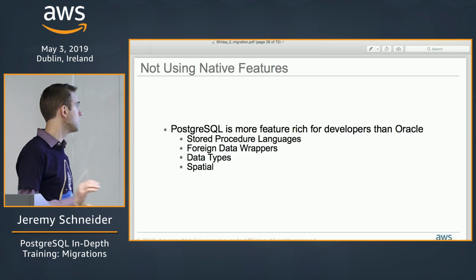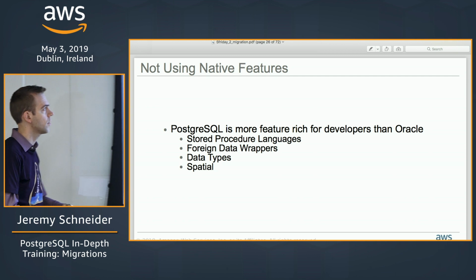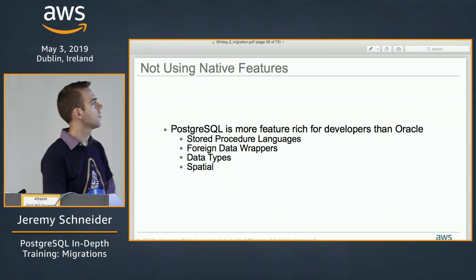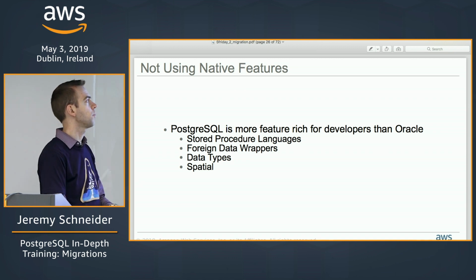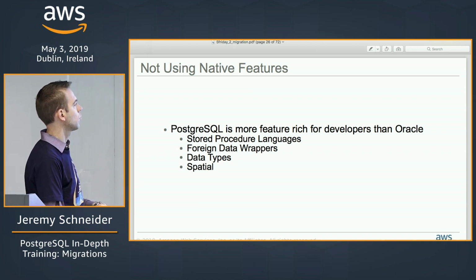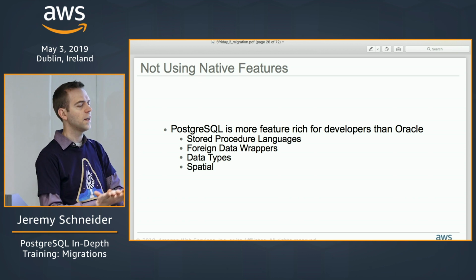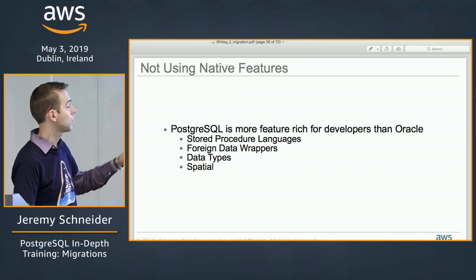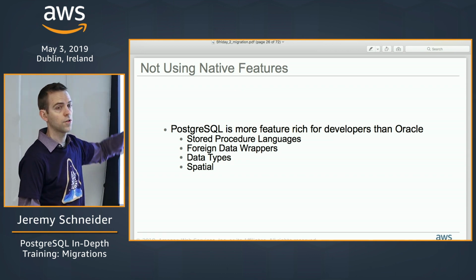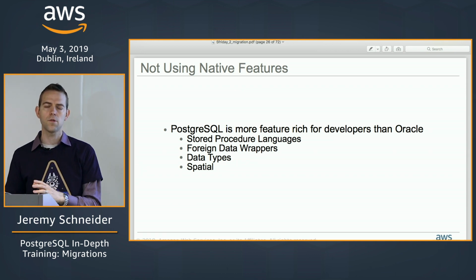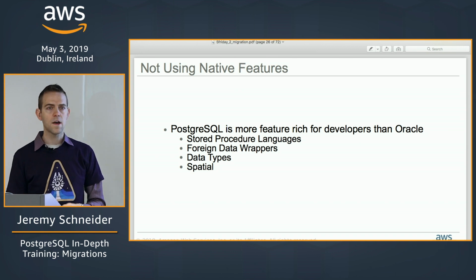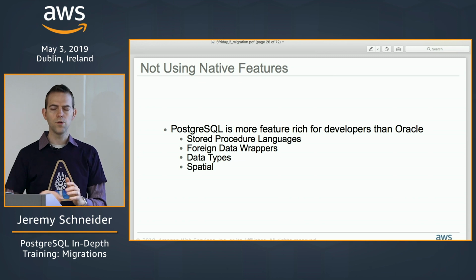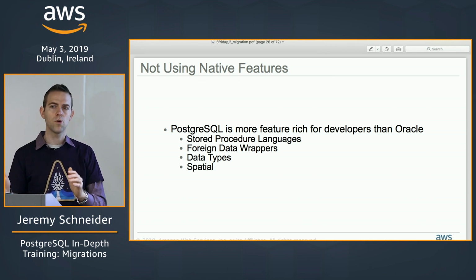OK. Next up, we talk about native features in Postgres. And this is true. It is a lot more feature-rich, in particular for developers. So a lot more stored procedures, stored procedure languages which are available. It has things like foreign data wrappers, certainly a lot more data type support. That's another huge difference between Postgres and other databases. Most databases have a small number of core data types, and then you build everything around those core data types.